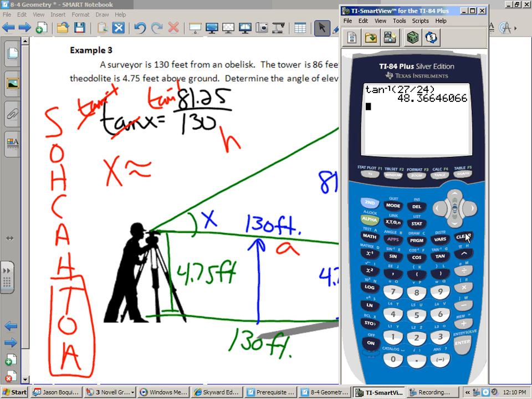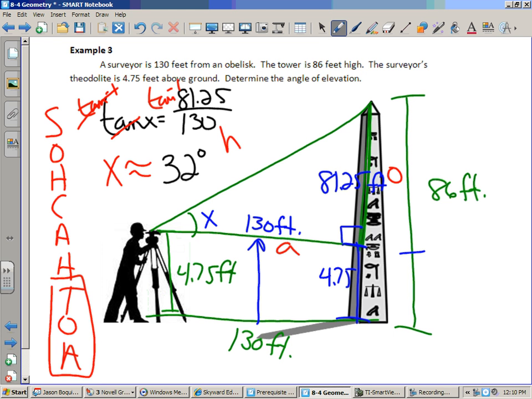All right, let's get rid of that one. We don't need that anymore. Arctangent of 81.25 divided by 130. Pretty much 32 degrees. Any questions? All right.